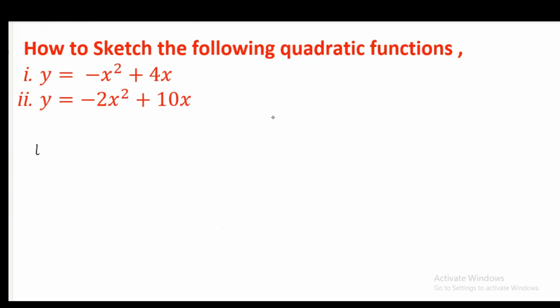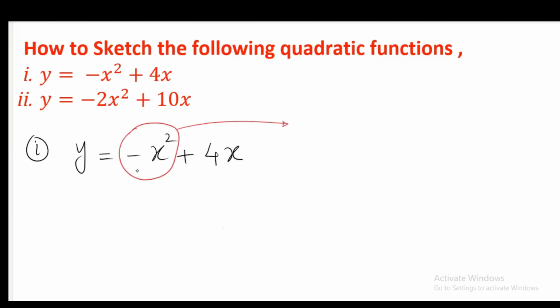Copying the first one, y equals minus x squared plus 4x. When the coefficient of x squared is negative, it will be a maximum value function, and this type of parabola will be sketched. So when y equals minus x squared, we can memorize this type of parabola by its shape.